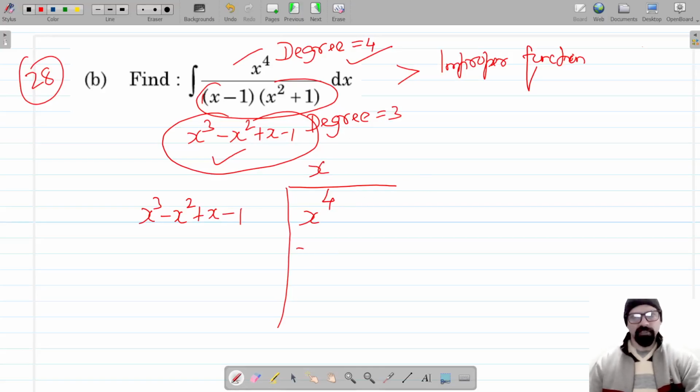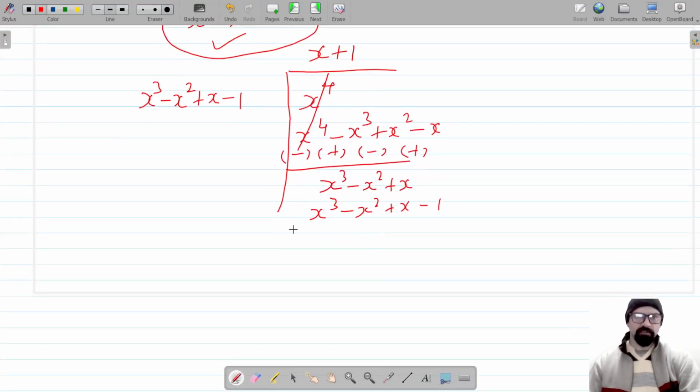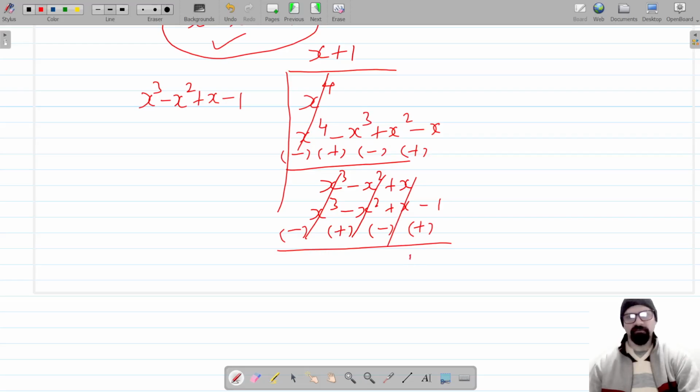Let's multiply it with x, which gives me x raised to the power 4 minus x cubed plus x squared minus x. Subtract this, change the sign, and this gets cancelled. So this is now x cubed minus x squared plus x. Multiplying it with 1 again gives me x cubed minus x squared plus x minus 1. Change the sign, so this is plus 1, negative 1 plus 1. Everything cancels, and the remainder is 1.